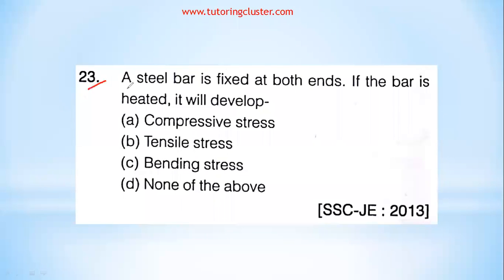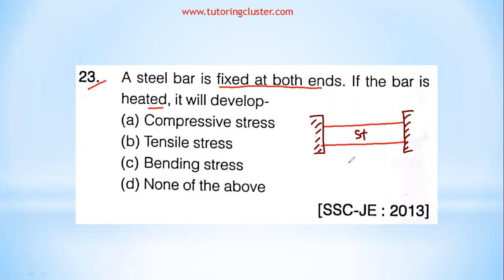Question number 23. A steel bar is fixed at both the ends. If the bar is heated, it will develop. Okay, see here, there is one steel bar, and this steel bar is fixed at both the ends. Now, when you are going to heat this, let's say by a temperature T0 degree Celsius, so T0 is a rise in temperature.